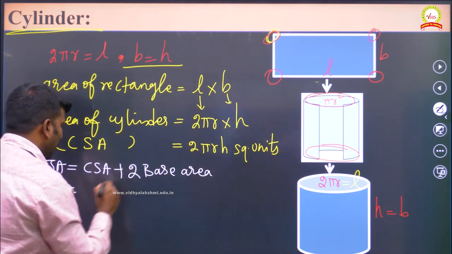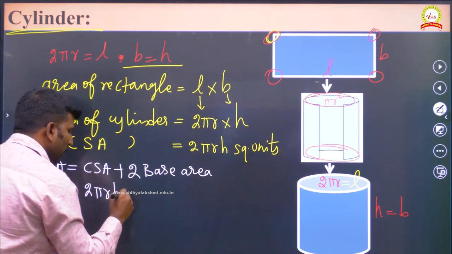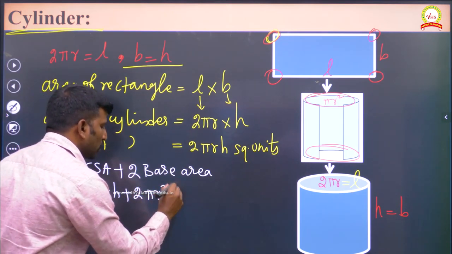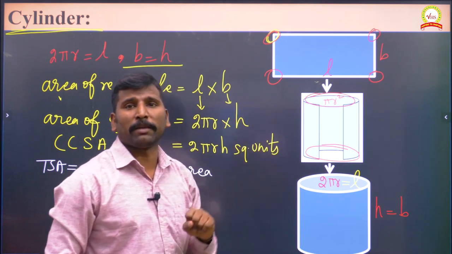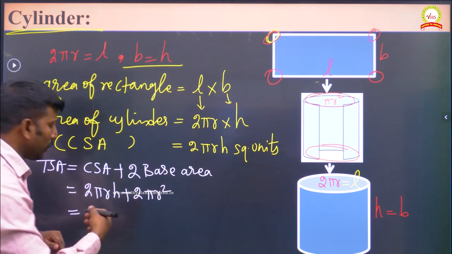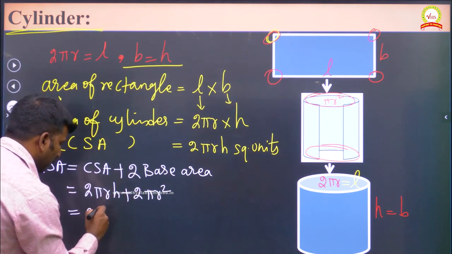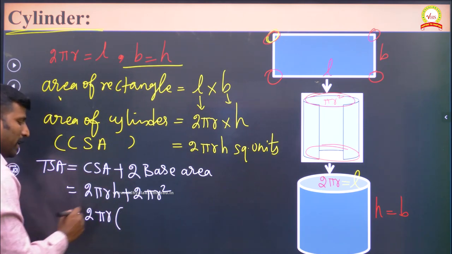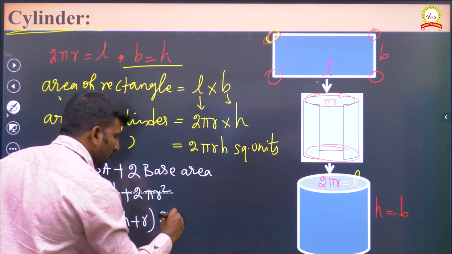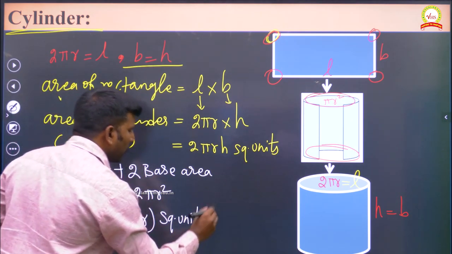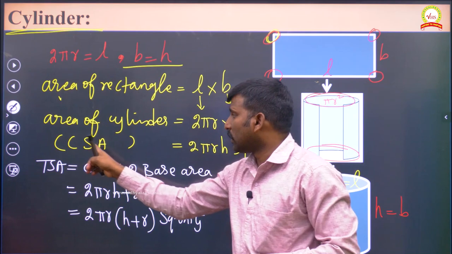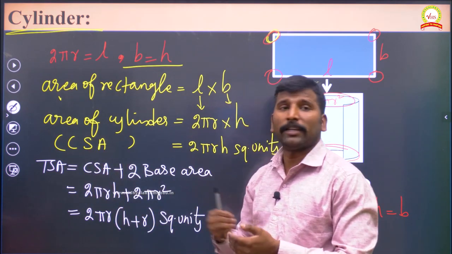So the CSA formula we have, what is that? 2 times pi r h. Now 2 times the base area formula, I told you, pi r square. Here base area equals pi r square, as I mentioned in the diagram. Now you see children, what is the common value here? The common values are 2, pi and r. Remaining things: here only h and this side just r. So 2 pi r into (h plus r) square units. This is the required total surface area of the cylinder. Now we have got both the CSA and the total surface area of the cylinder.